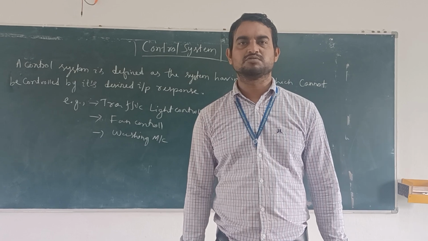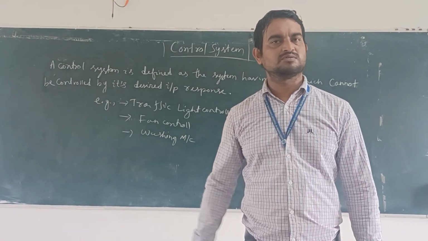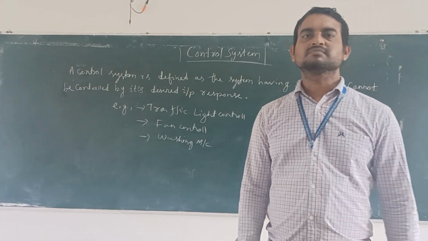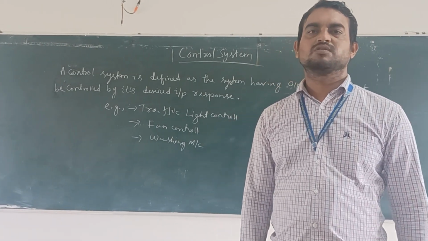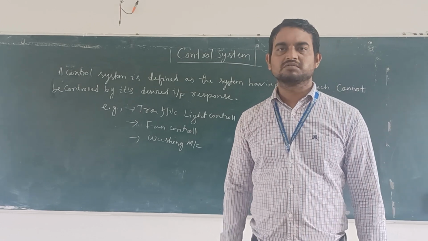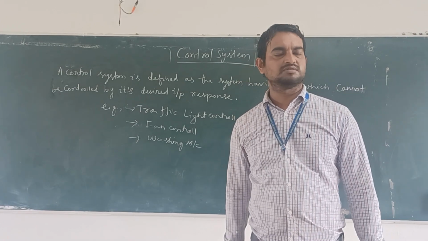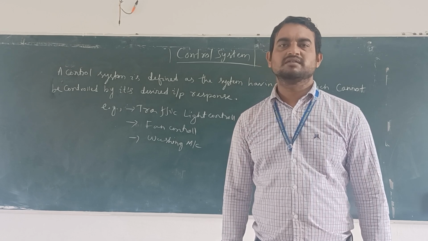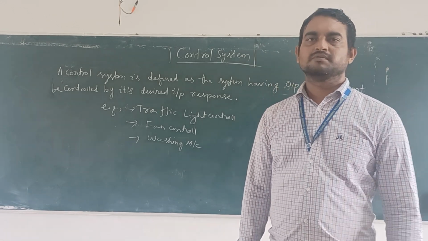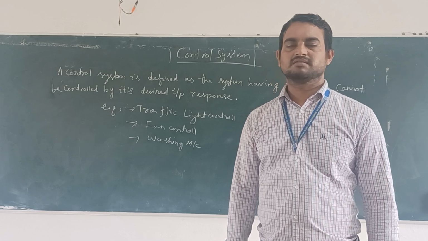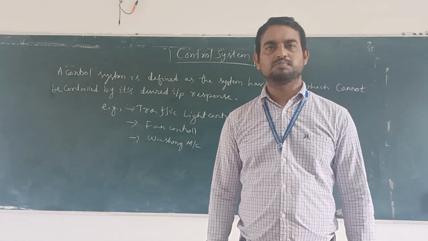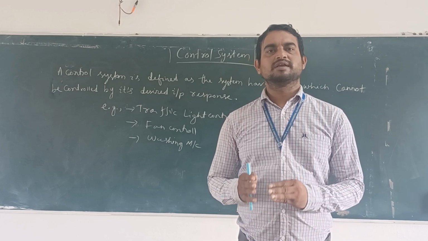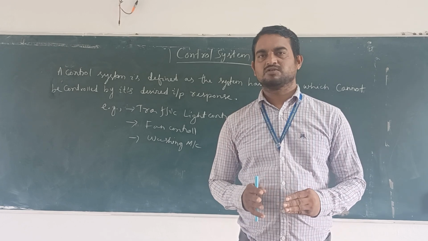Now, I will introduce the first topic of control system. It is a fifth semester topic. So, we are covering course outcome one, that is control system. So, basically, what is control system? It can be defined as a system which has the desired input according to its output. That means we have to control the output according to the input, that is known as control system.